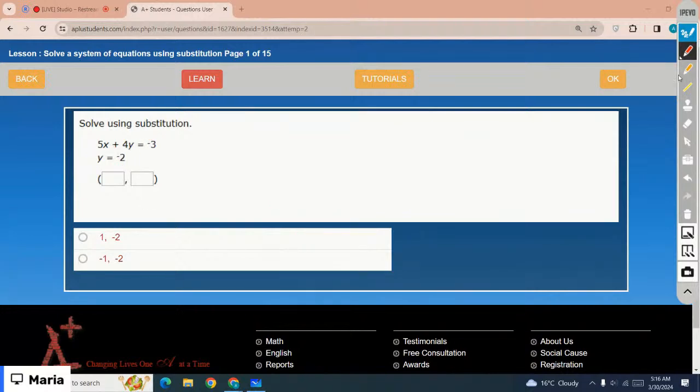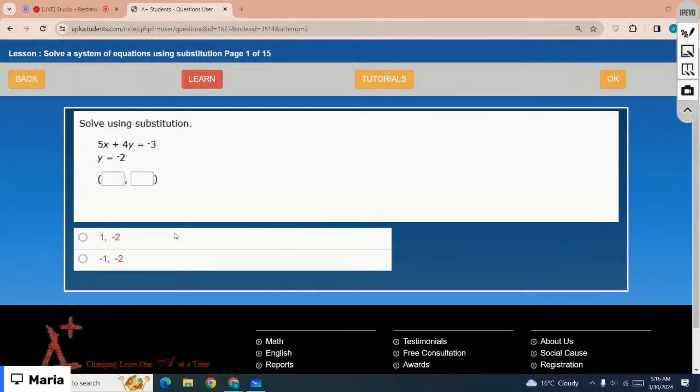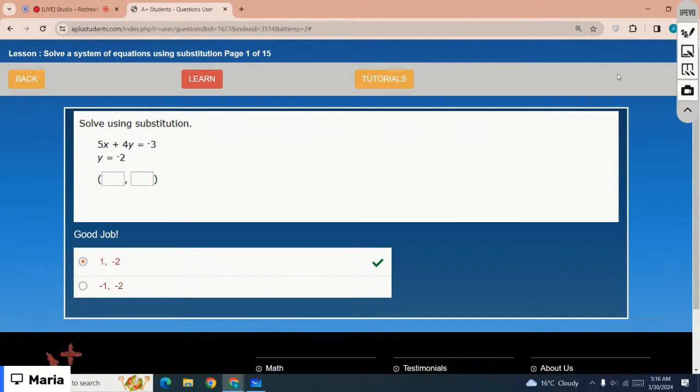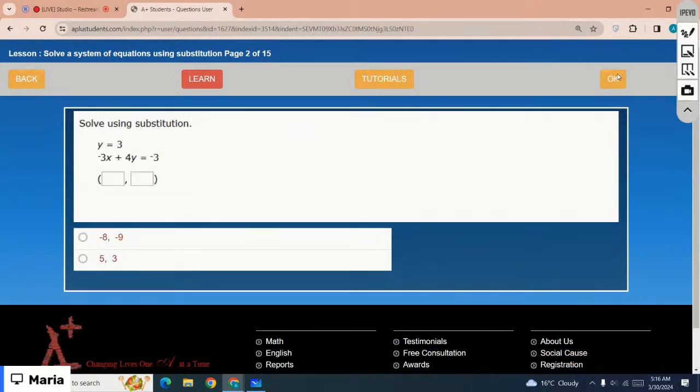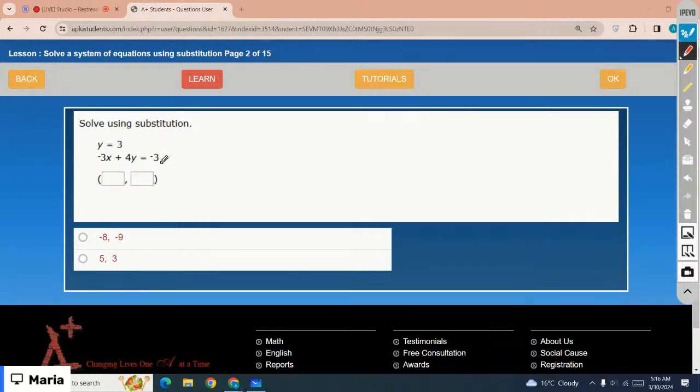Okay, let's just move on to the next example. Okay, the next one is solve using substitution: y equals 3 and negative 3x plus 4y equals negative 3, right? Again the variable is already isolated. Simply substitute the value of y in the second equation, that is negative 3x plus 4, y has the value 3, right? And that equals negative 3. So negative 3x plus 4 times 3 is 12, and that equals negative 3.